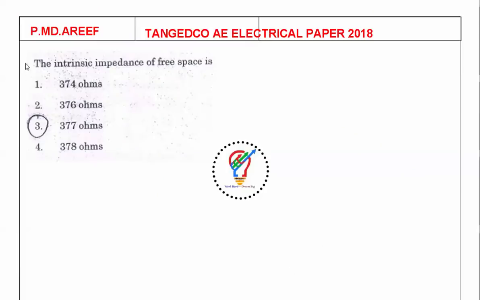Next question, it is the intrinsic impedance of free space is. So what is the meaning of this intrinsic impedance? It is the impedance of a wave traveling in a medium of air. That means the wave traveling in a medium of air here. So it is a resistance or impedance offered to this wave. So generally it is 377 ohms. Okay, so the answer is 3 here.